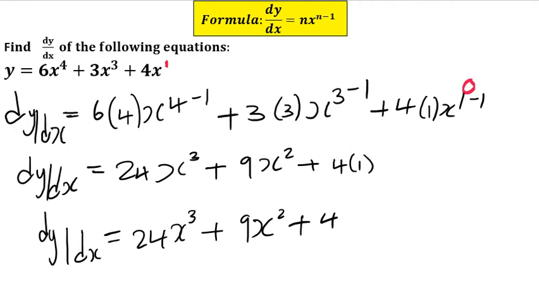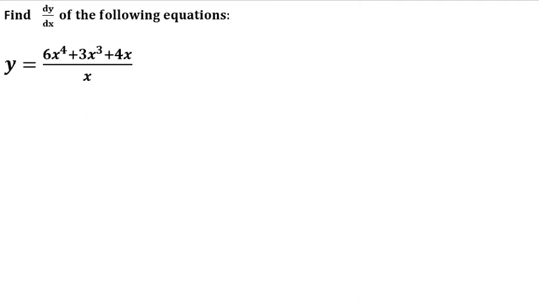Okay, let's move to the next example. As you can see, this example is in a fraction form. So before you differentiate, before you find your dy over dx, you first need to simplify. To simplify this, we're going to break it where there's a positive sign. So here's what we're going to do.